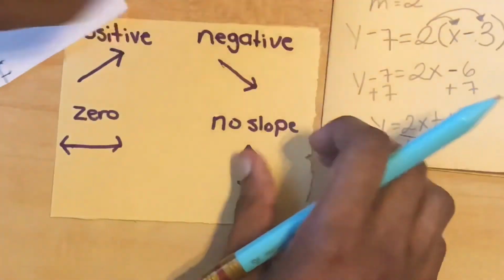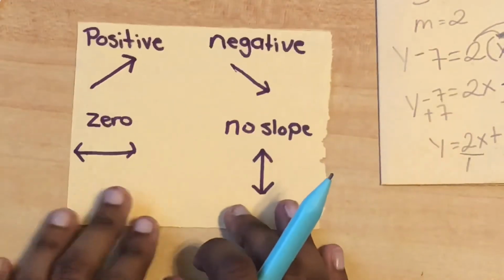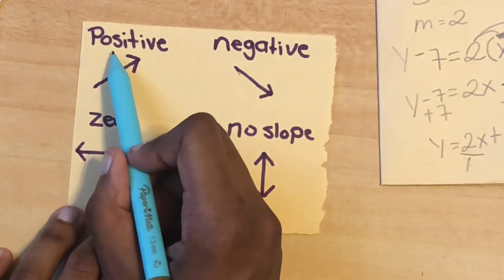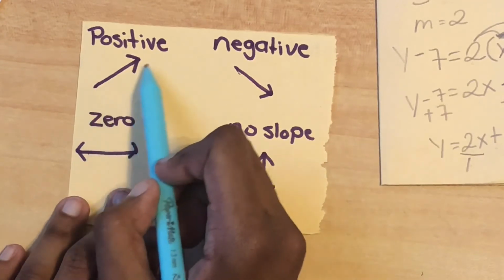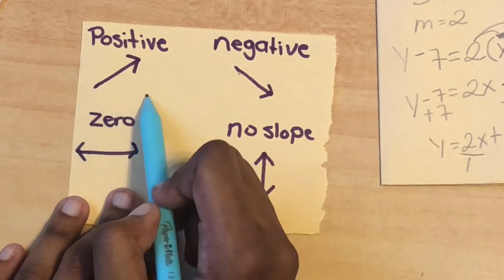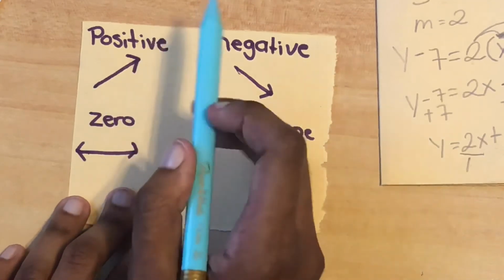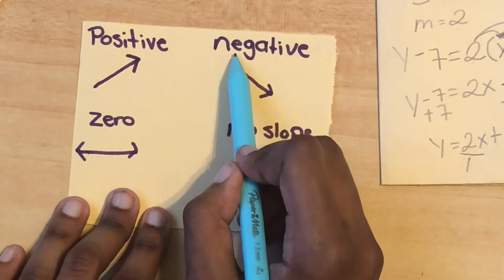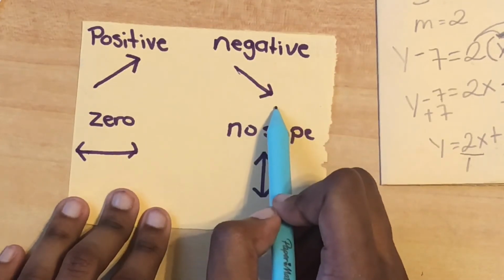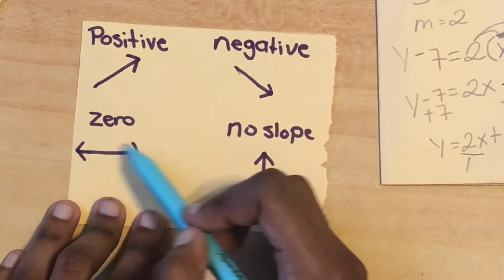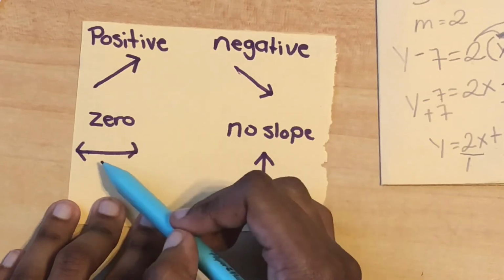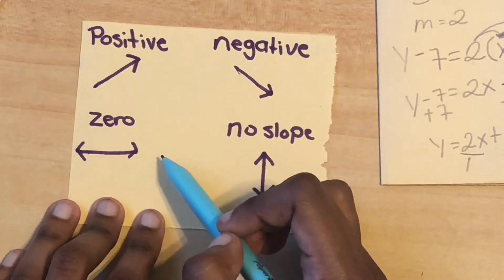If our slope was to go down, so here I have my little sheet right here. So if the slope is positive, it's going to go up because we read from left to right. It's going to go up. If our slope is negative, it's going to go down. If our slope is 0, it's just going to go from left to right. It's not going to go up or down. It's just going to go left to right.